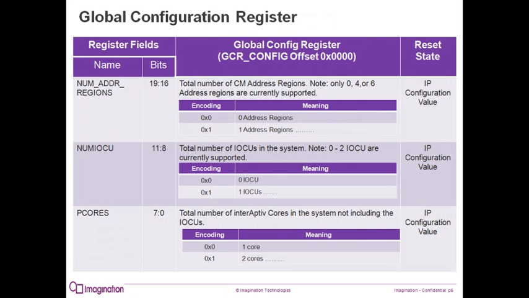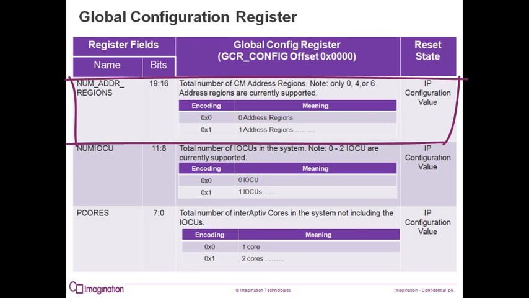The first register in the Global Control Block section is the Global Configuration Register. This register is a read-only register that gives you information on the configuration of the Coherency Manager in your system. NumAddr regions is the number of address regions. This tells you how many regions you could configure to support different coherency policies.